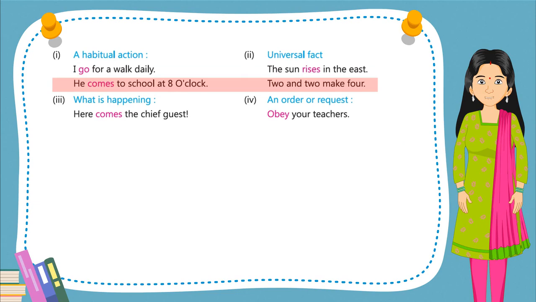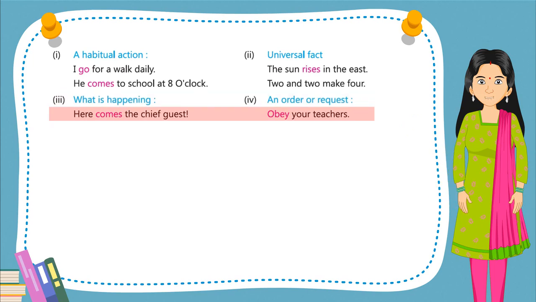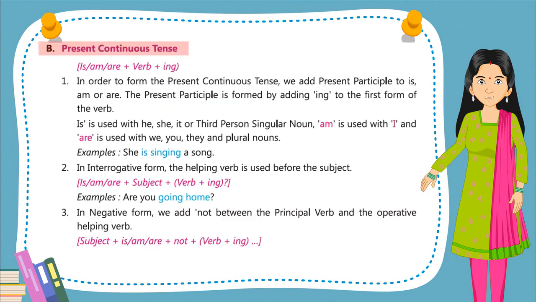3. What is happening. 4. An order or request. Here comes the chief guest. Obey your teachers. B. Present continuous tense. Is, am, are plus verb plus ing.